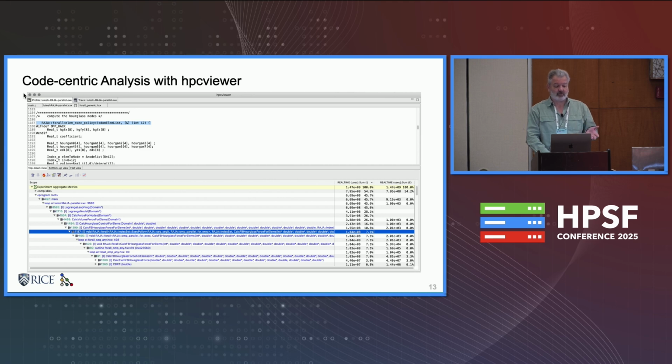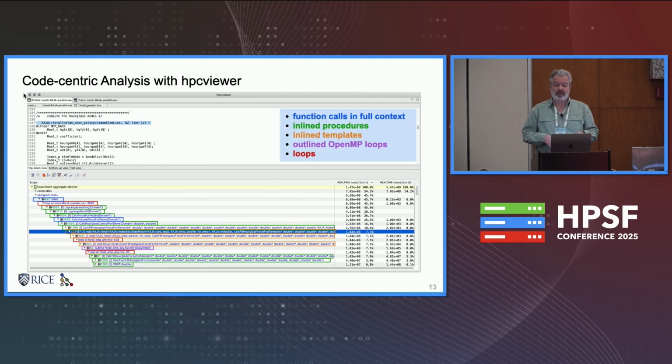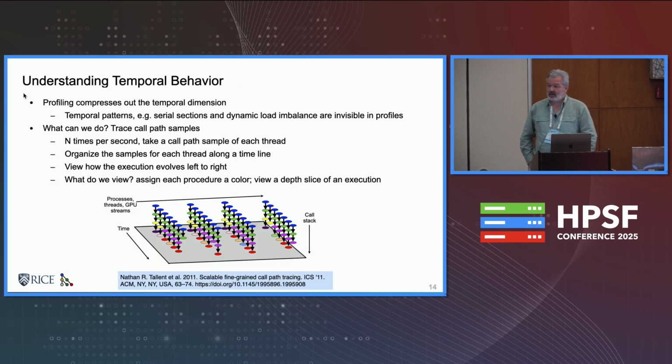We have a graphical user interface that relates performance to the source code. The cool thing about our interface is that, with the benefit of the binary analysis, we relate things to function calls, inline code, inline templates, outlined OpenMP loops, and loops. And then when we collect profiles, we're collapsing out the time dimension.